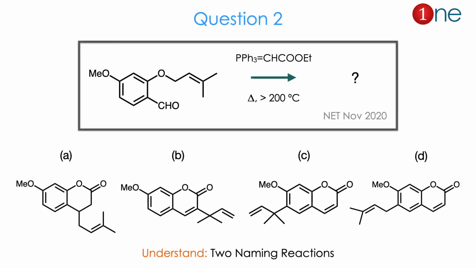Then question number 2. The starting material is a benzene attached with many functional groups. One side has an ether, another side an aldehyde, another side an ether with an alkene there. You are using a phosphonium ylide and heat. They ask you to find the product. The products are mostly ring closure with the carbonyl there.